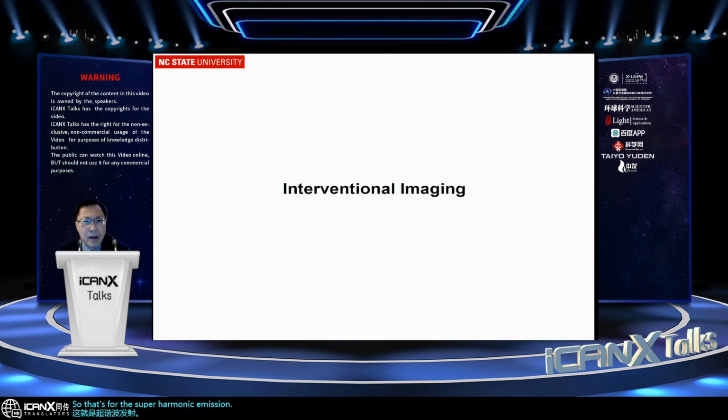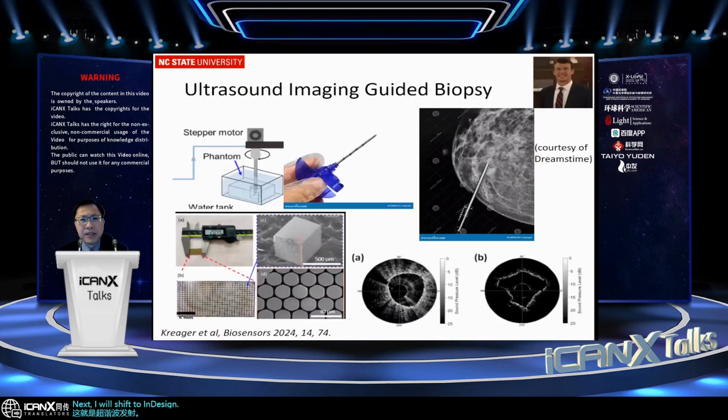Next, I will shift to interventional imaging, the recent work we did, based on micromachined 1-3 composite. This is a collaboration with my former student Wei Chan and Dr. Jiang in CTS. They can provide this kind of high frequency 1-3 composite right now. Ben led this study. Ben is our current PhD student.